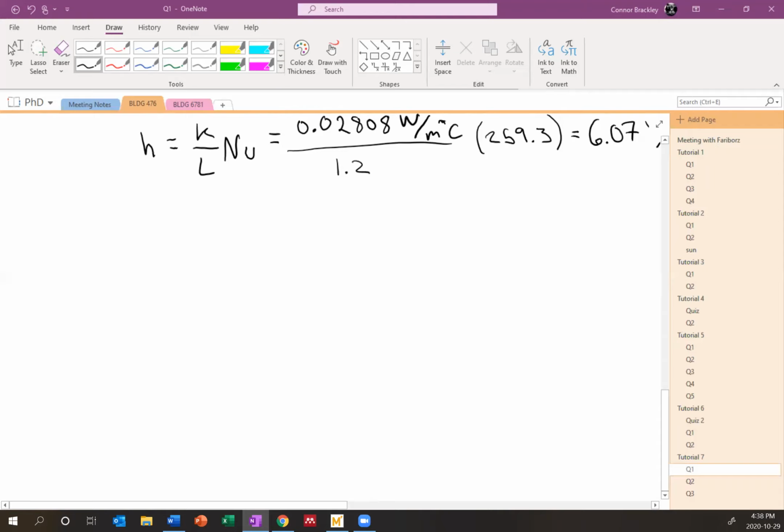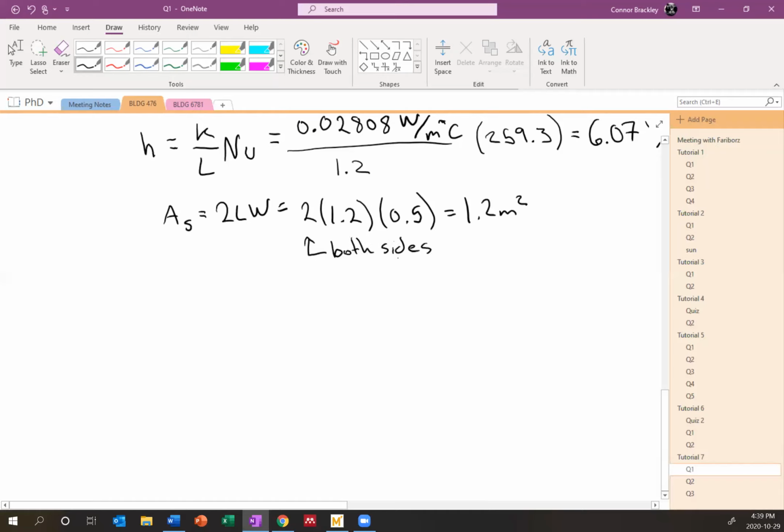Okay, so our area of our surface is equal to 2LW, and this is where we use the width that we found earlier. 2 times 1.2 times 0.5 is equal to 1.2 meters squared. And it's just 2 because it's on both sides. Normally you would just calculate the one area. And then now we can figure out total heat transfer.